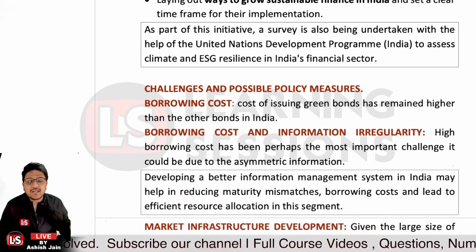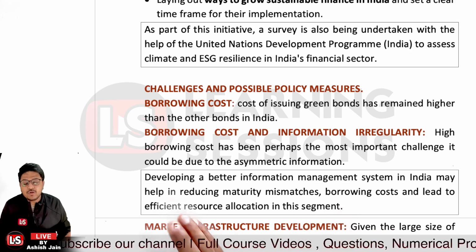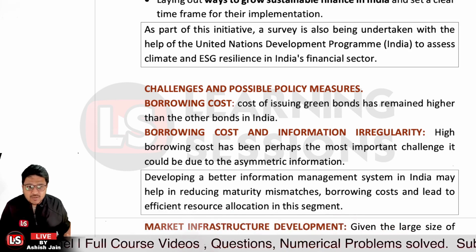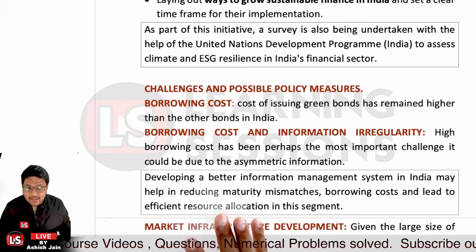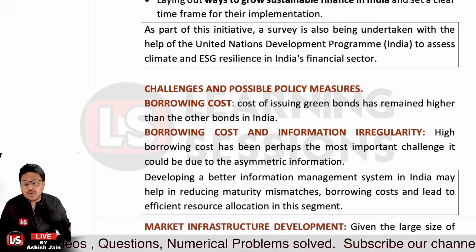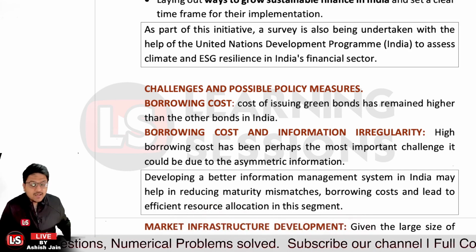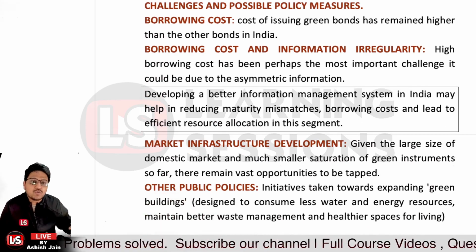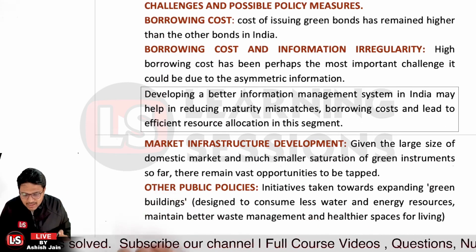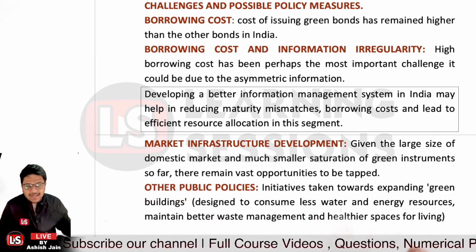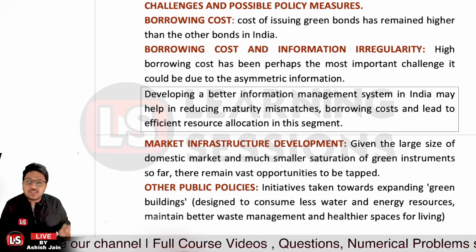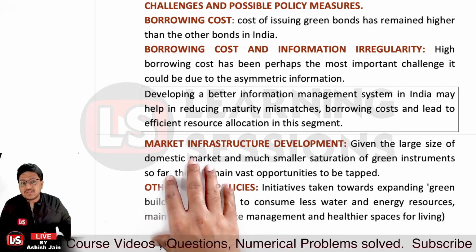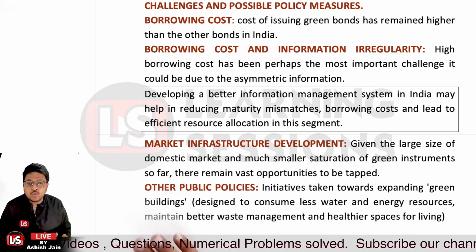And further, there is information irregularity. Uniform information is not available, and that's a very important challenge that must be looked at, because asymmetric or non-uniform information is what is available. And further, it's related to market infrastructure development. We have a large domestic market, but a very small saturation of green bonds, so there is a huge opportunity still available to be tapped. We need to have the infrastructure for it so that we can grow the market.